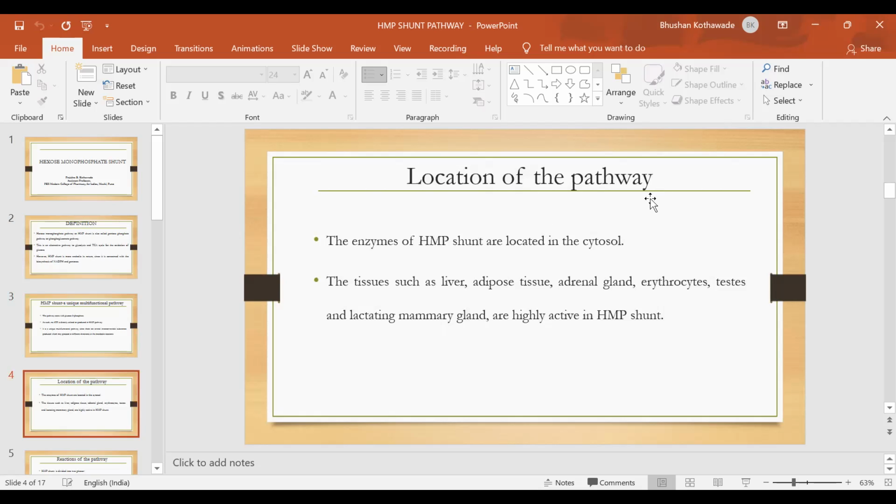The enzymes of this pathway are located in the cytosol. The tissues such as liver, adipose tissue, adrenal gland, erythrocytes, testes, and lactating mammary gland are highly active in the HMP shunt pathway.